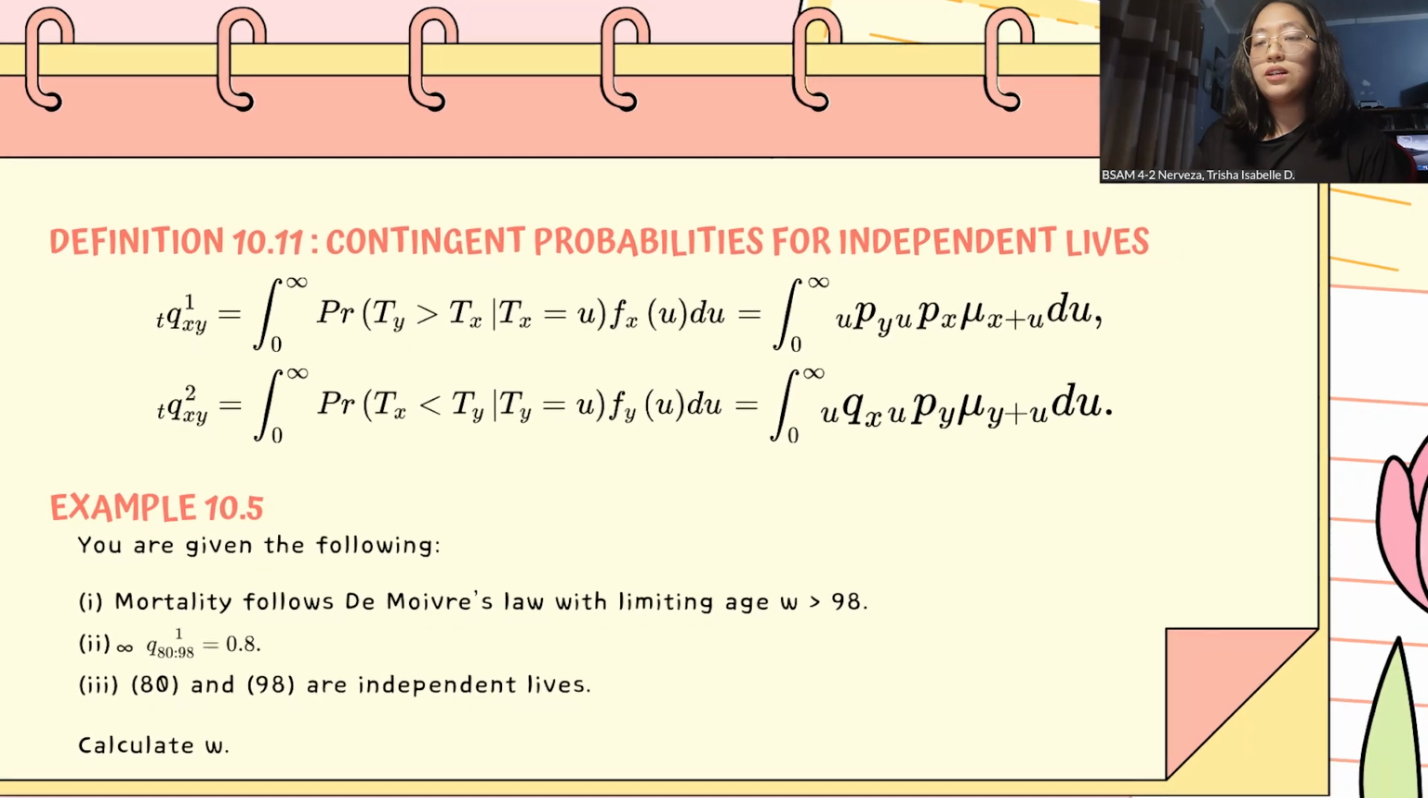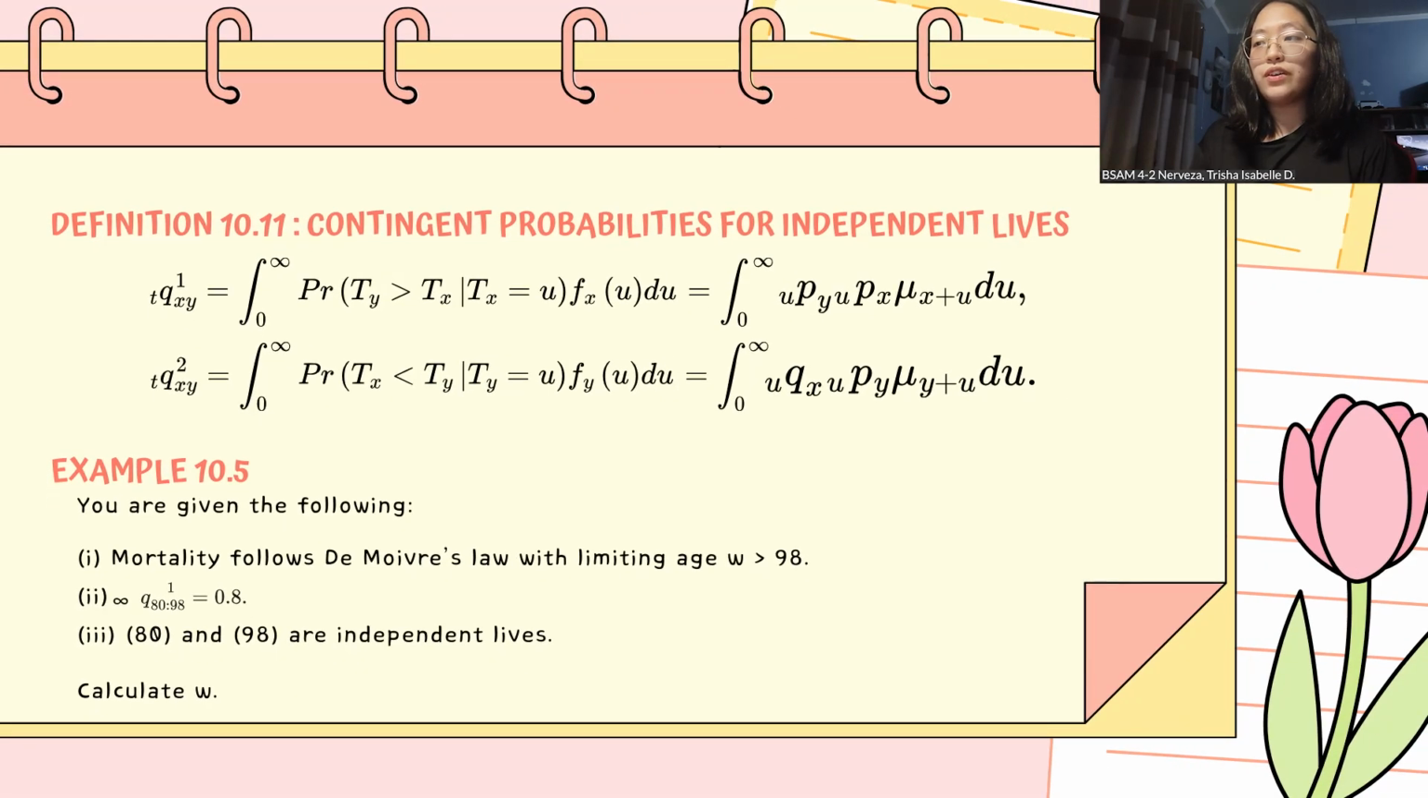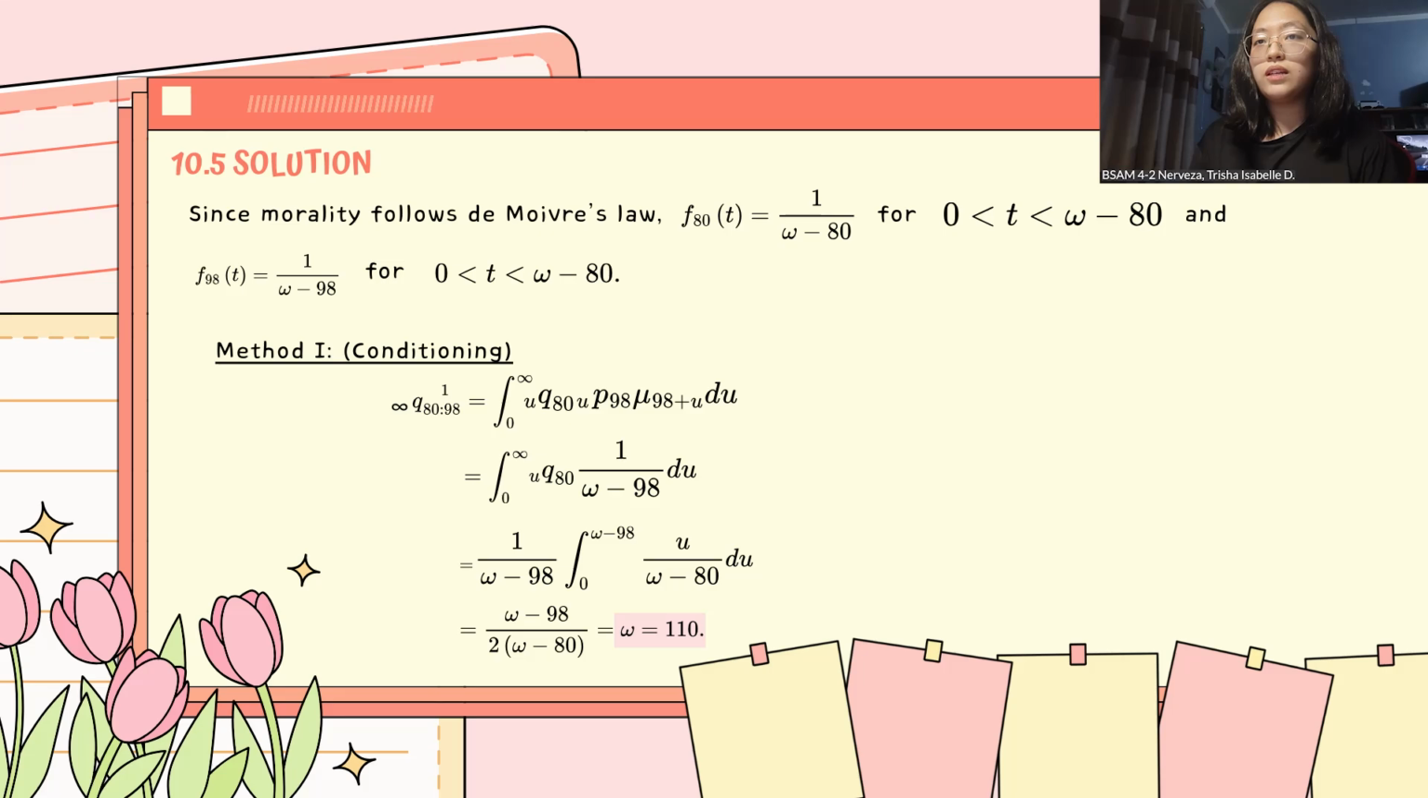Now let us consider to solve for example 10.5 given the following. For the first method, we calculate by conditioning which number is on top of the notation. We observe that the person aged 98 dies first before the person aged 80. We then use the second equation discussed.